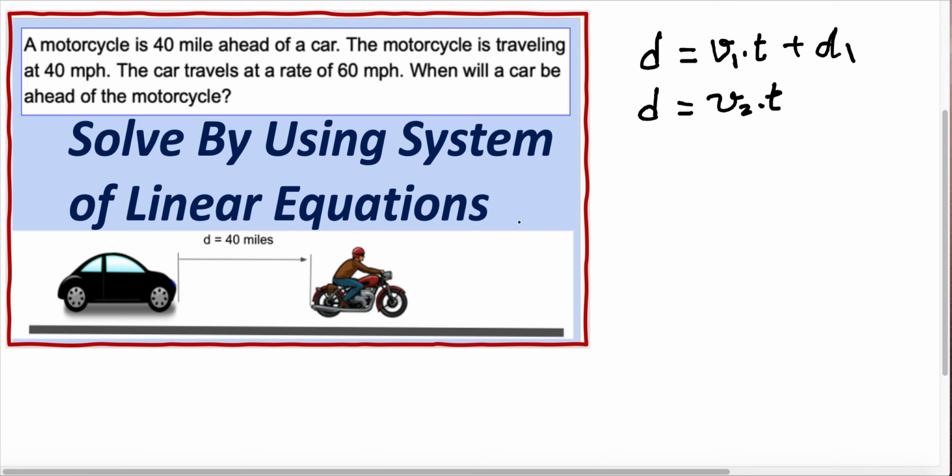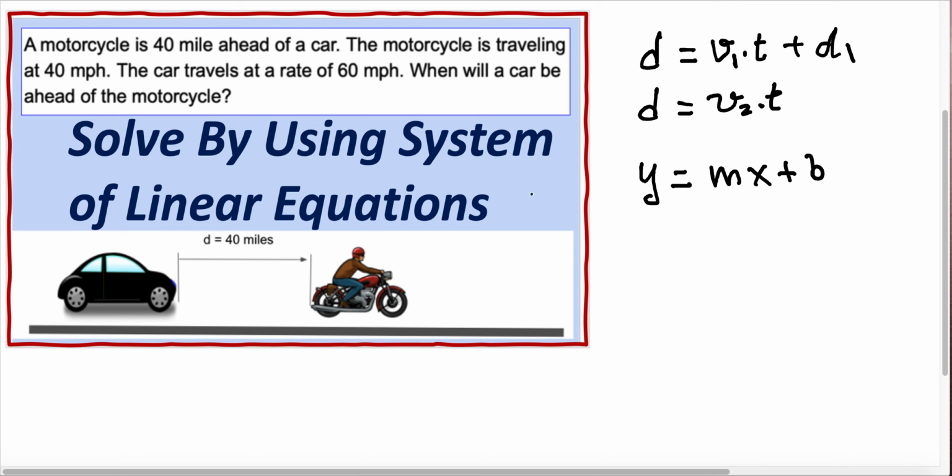But if we want, for example, to solve from the perspective of a system of linear equations, we can write y is equal to mx plus b. So we are writing a linear equation in the slope-intercept form. And in this case, as we see, the slope is going to be the speed, x is going to be time, and b is going to be the y-intercept.